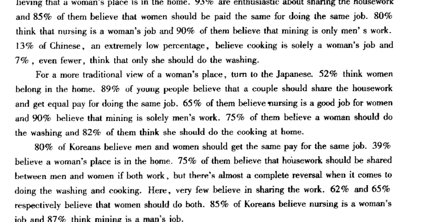80% of Koreans believe men and women should get the same pay for the same job. 39% believe a woman's place is in the home. 75% of them believe that housework should be shared between men and women if both work, but there's almost a complete reversal when it comes to doing the washing and cooking.